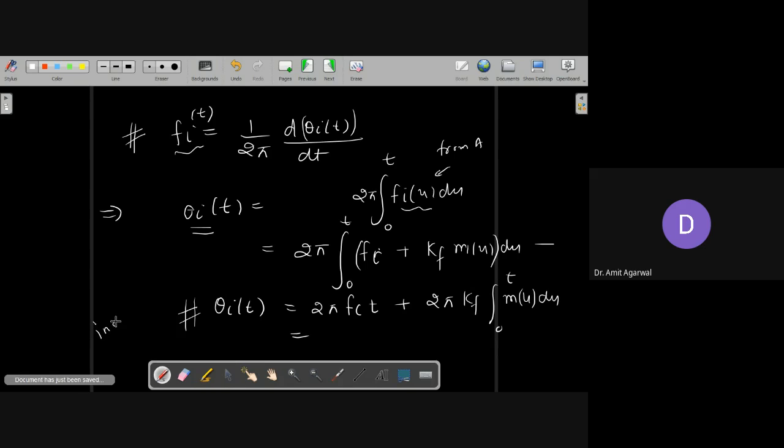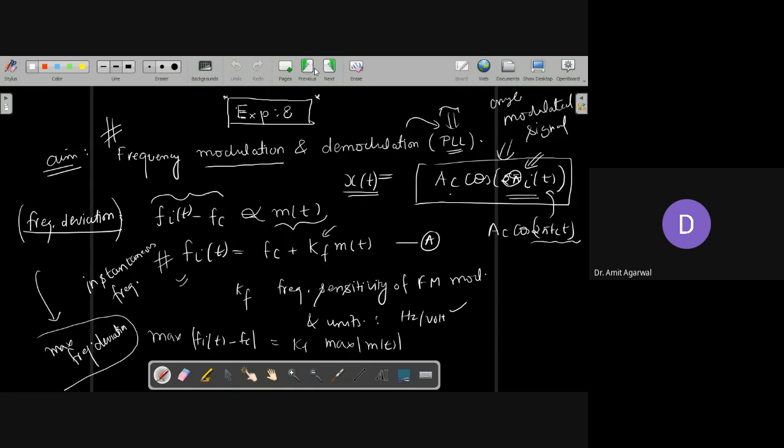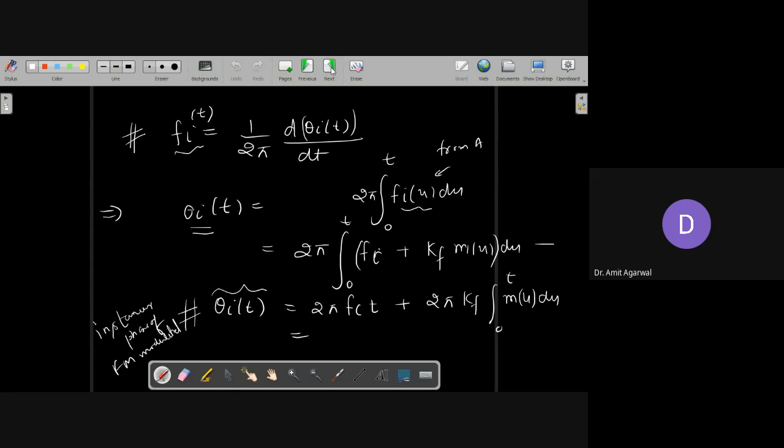This is nothing but the instantaneous phase of the FM modulated signal. Here you can clearly see that phase is not proportional to m(t) but to the integral of m(t). So this is the basic difference between FM and PM. If it were PM, then the phase deviation, theta_i(t) minus 2 pi fc t, will be proportional to your message signal. That you know from your theory classes. So just a recap. If you have any doubt, you can still ask.